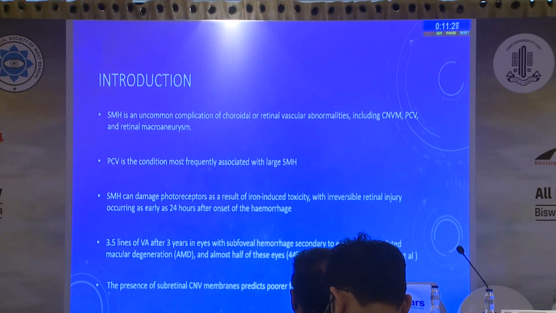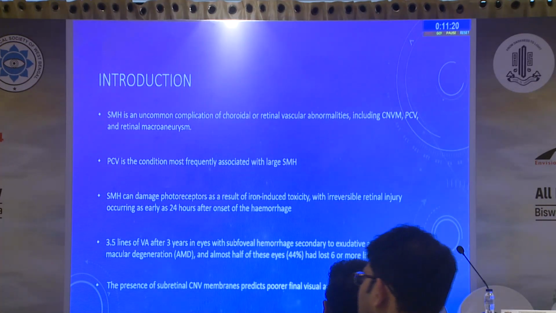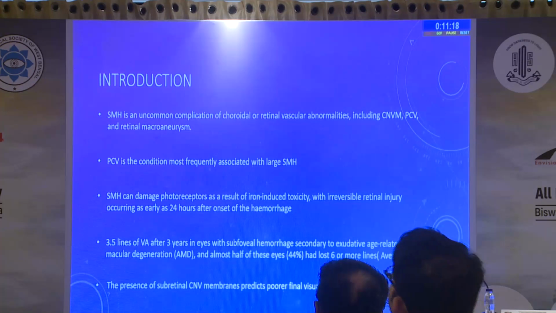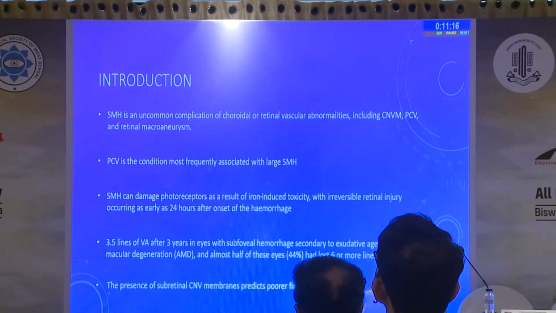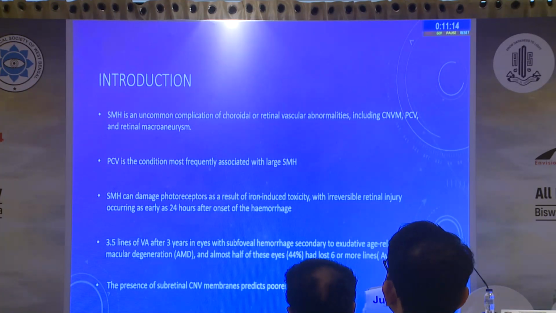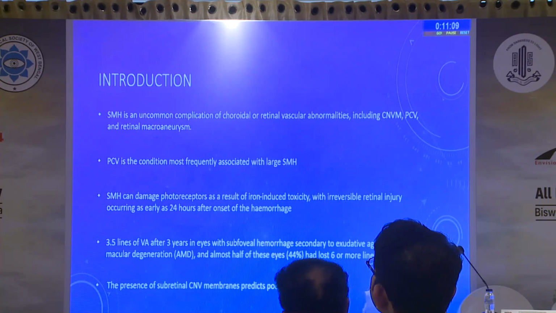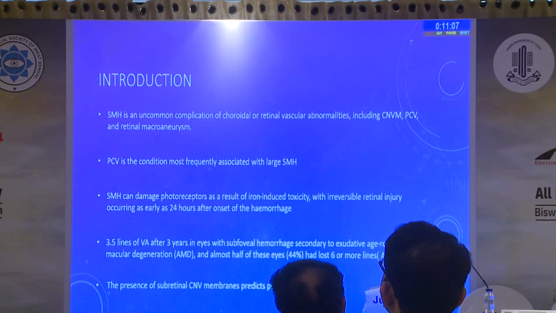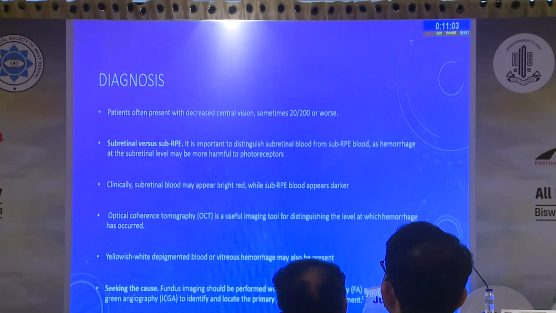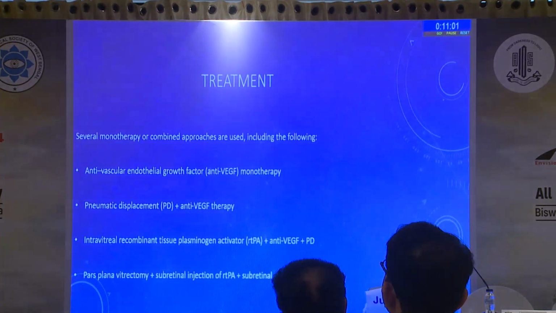And why is it so important to treat so early? Because it causes irreversible retinal injury as early as 24 hours. The more rapidly it is diagnosed and early intervention is done, the better the results. It has been seen that there is a gross deterioration of vision if it is left untreated. And definitely we need to treat the underlying cause as well. So we are not going to discuss the diagnosis.